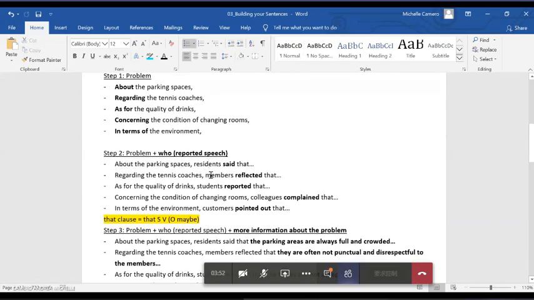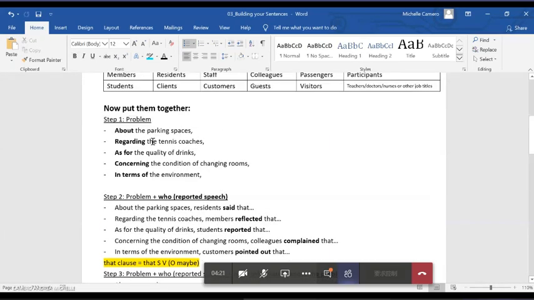So here we have resident, member, student, colleague, customers. So we've got who, and then we need to use reported speech. What is reported speech? When you say something like said that, reflected that, reported that, complained that, or pointed out that, that is reported speech because you're telling person B what person A said. So you're telling your boss what these different groups of people said. So first thing, you can start your sentence with reported speech. Remember that comma at the end there. You've got your comma.